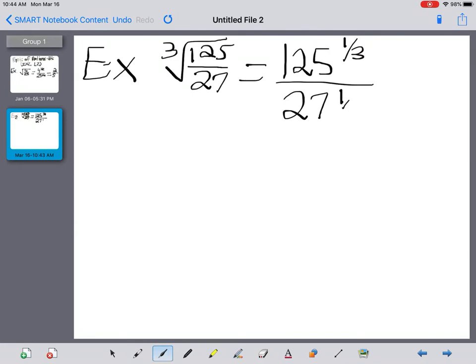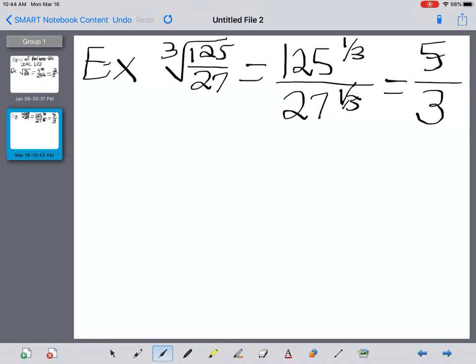Of course, if I know my perfect cubes, I know that 125 and 27 are both perfect cubes. So that's going to be 5 over 3, if I do them both to the 1/3.